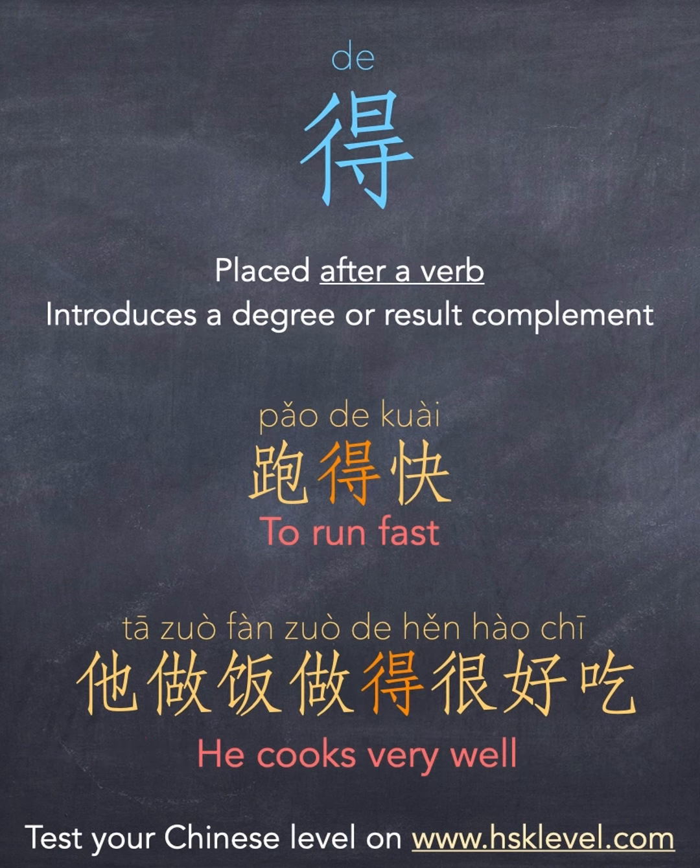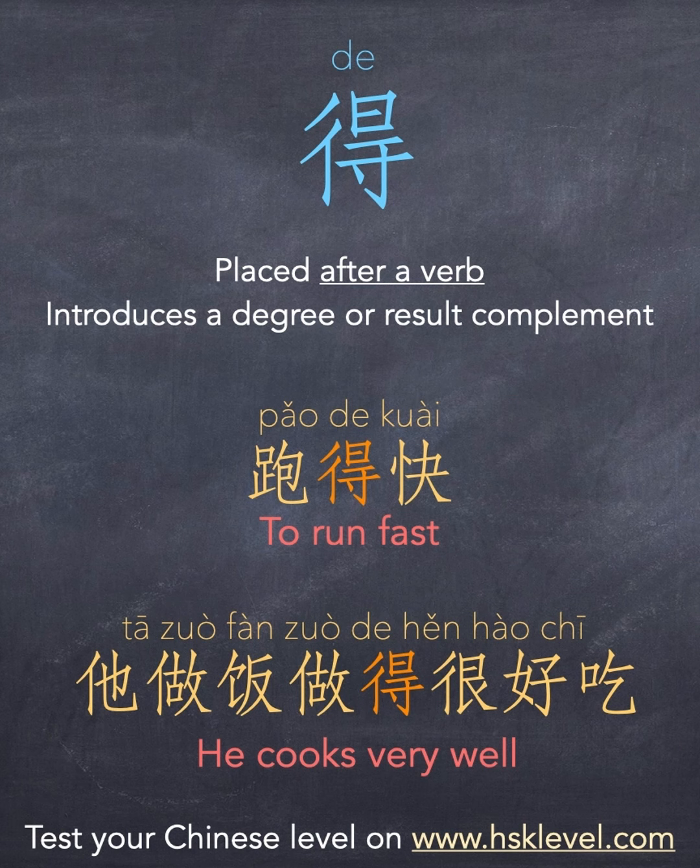The second de particle is always placed after a verb, and it introduces a degree complement, like 跑得快 to run fast, or a result complement. 他做饭做得很好吃，他做饭 he cooks, 做得 and the result of this cooking is that 很好吃 it is delicious. 他做饭做得很好吃 he cooks very well.